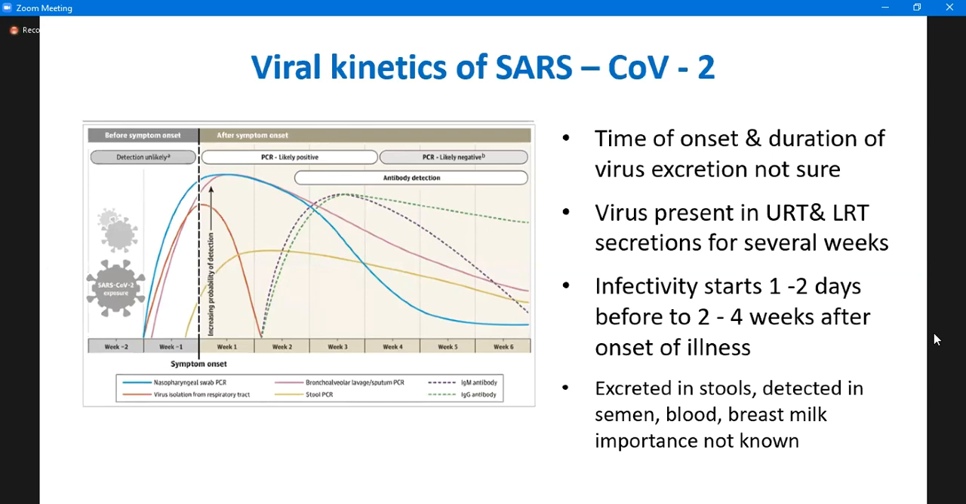Earlier, it was labeled as 2 weeks after the onset of illness. However, now it is extended up to several weeks because the virus has been detected in respiratory secretions for several weeks after the onset of the illness. In addition to the respiratory secretions, the virus is also found in stools. In addition, the virus is also found in semen, blood, and breast milk. However, the exact importance of the virus found in the stools, semen, blood, and breast milk in transmission is not sure.